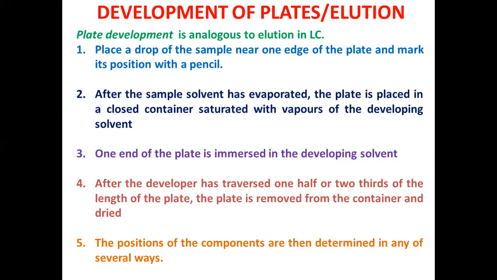So once the sample spotting is over, you have to evaporate the solvent. Sometimes the solvent present in the TLC chamber will be different from the solvent which is used to dissolve the sample. So the surplus solvent present you have to evaporate, and this evaporation will be done at room temperature or by drying. And after the solvent is evaporated, you must place the plate in the developing solvent which is present in the TLC chamber or the TLC tank, the beaker.